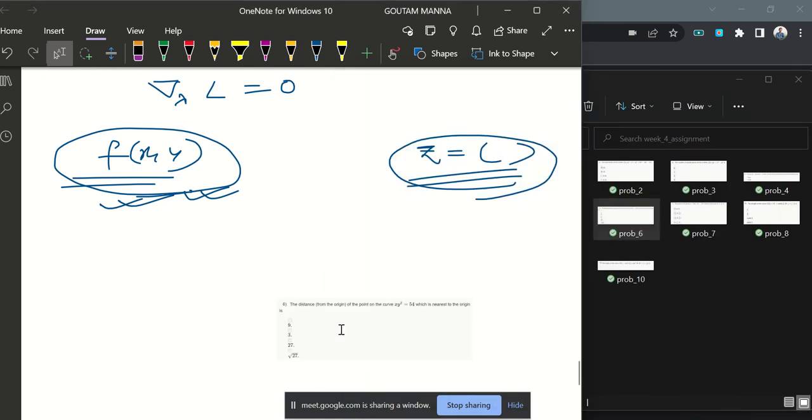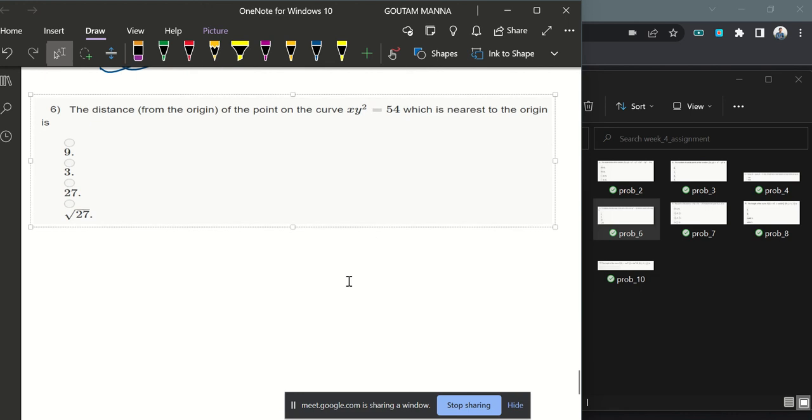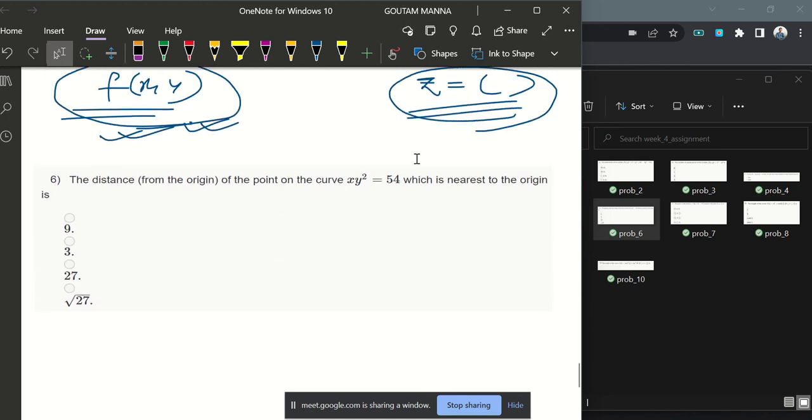So now the next problem is, you are asked to find the distance from the origin of a point on the curve xy² = 54 which is nearest to the origin. So basically you are asked to find a point on this curve.